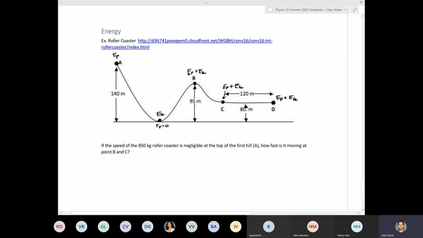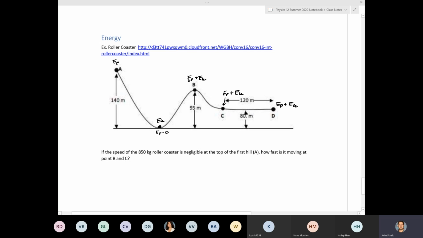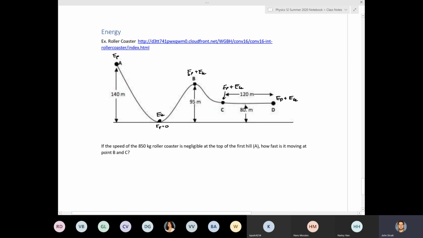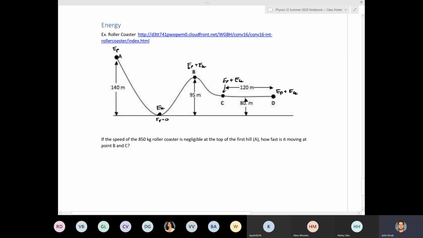If the speed of the 850 kilogram roller coaster is negligible at the top of the first hill, how fast is it moving at point B and C? The reason why we're saying it's negligible is it's not zero. Well, let me show you.